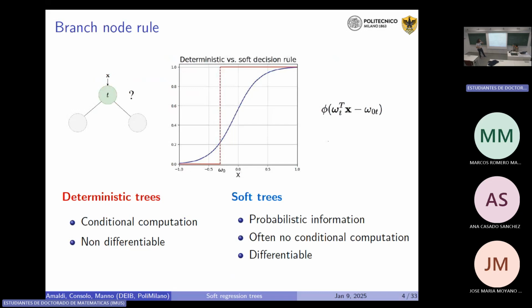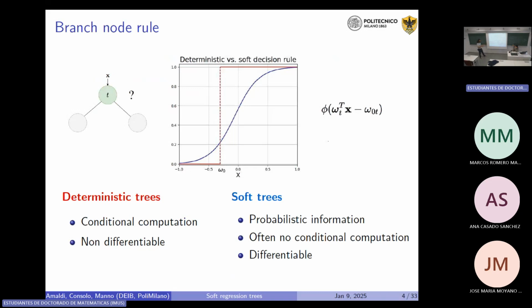As I said before, at each branch node there is a decision rule, and the decision rule can be the classical one, the sharp, hard rule, or can be soft. In the case of soft, we have a probability, in this case a cumulative distribution function, a sigmoid function, that establishes the probability to go to the left or to the right at each branch node.